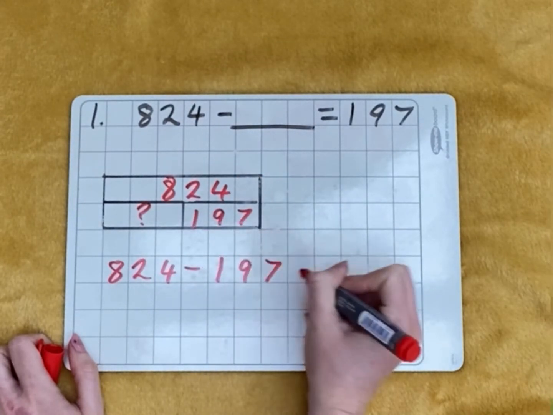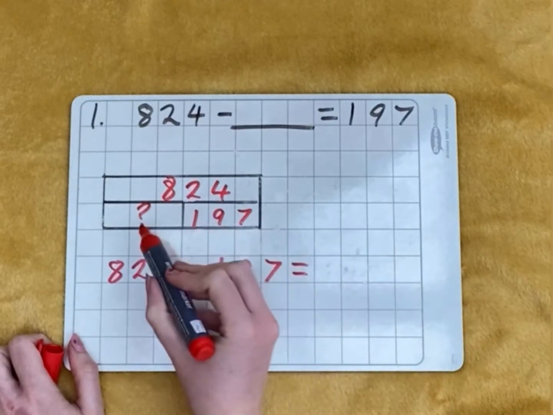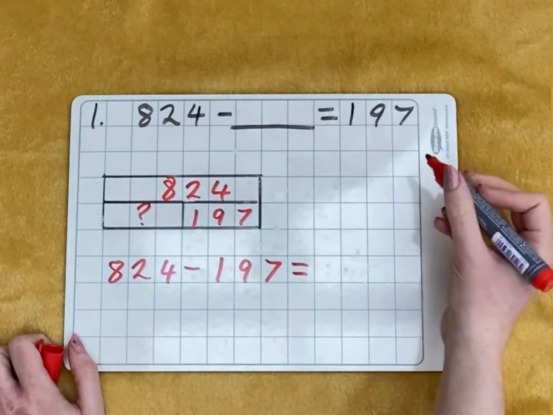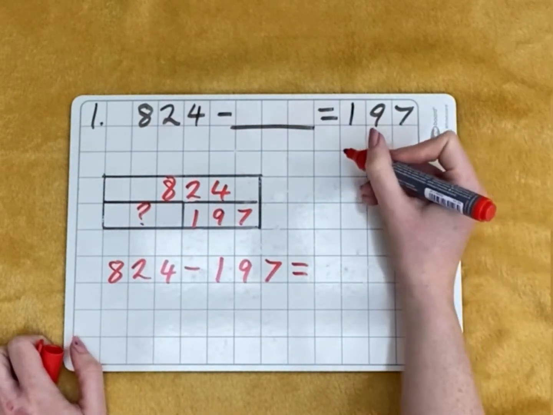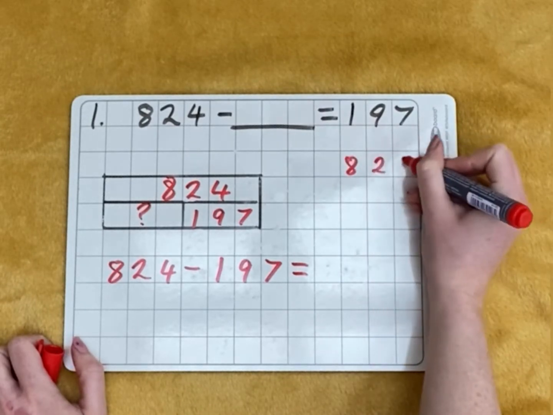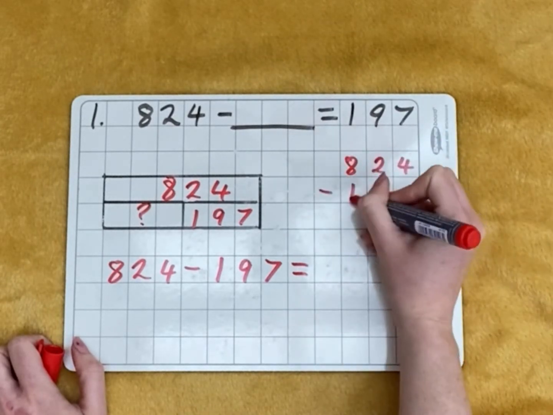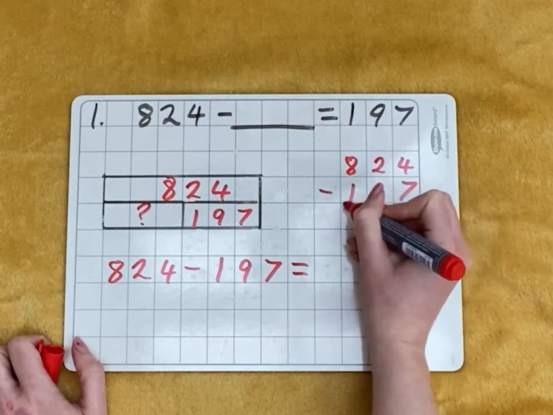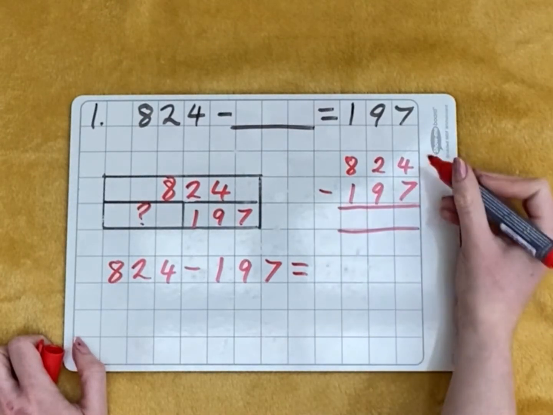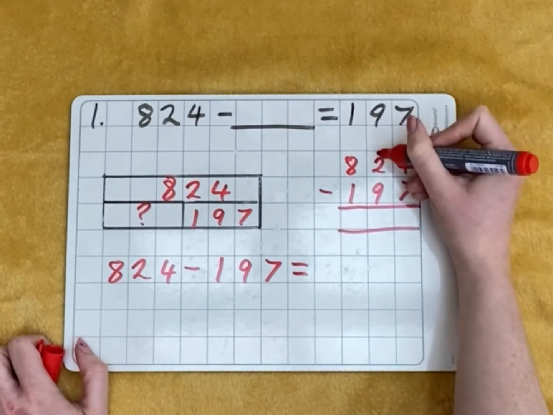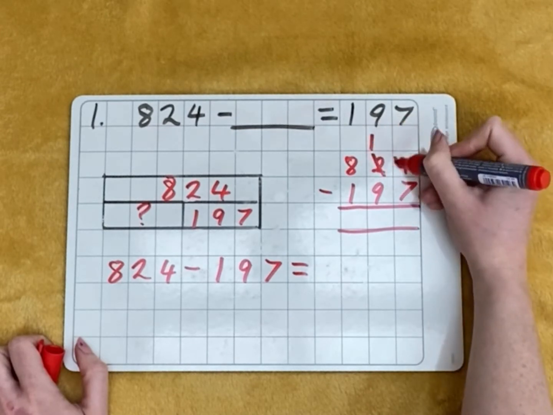197 will leave us with this missing number. So we can use column subtraction here. 824 minus 197. I can see I'm going to need to regroup here. So 4 take away 7, right? I need to regroup two tens. So 1 here, 1 here.